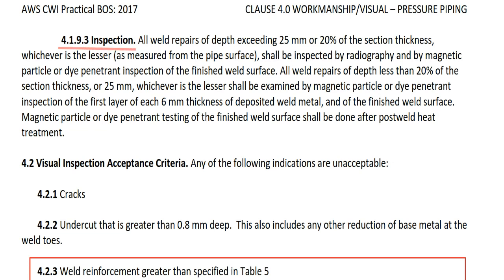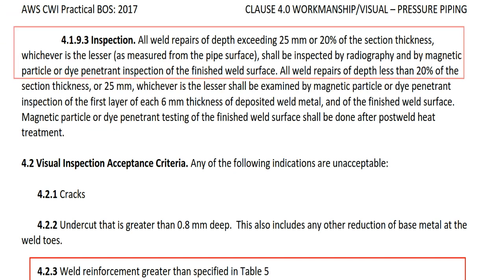4.1.9.3 Inspection. All weld repairs of depths exceeding 25 mm or 20% of the section thickness, whichever is lesser, measured from the pipe surface, should be inspected by radiography and by magnetic particle or dye penetrant inspection of the finished weld surface. Okay, I stop here. This sentence in 4.1.9.3 is very important, and the actual CWI Part B question is like this.